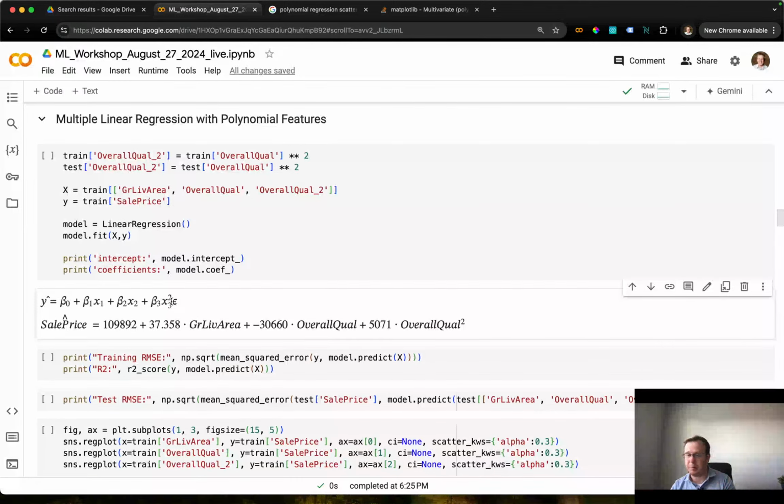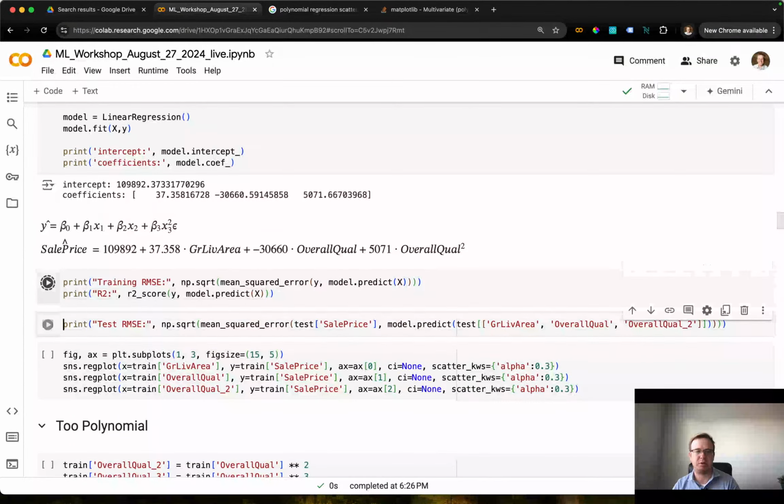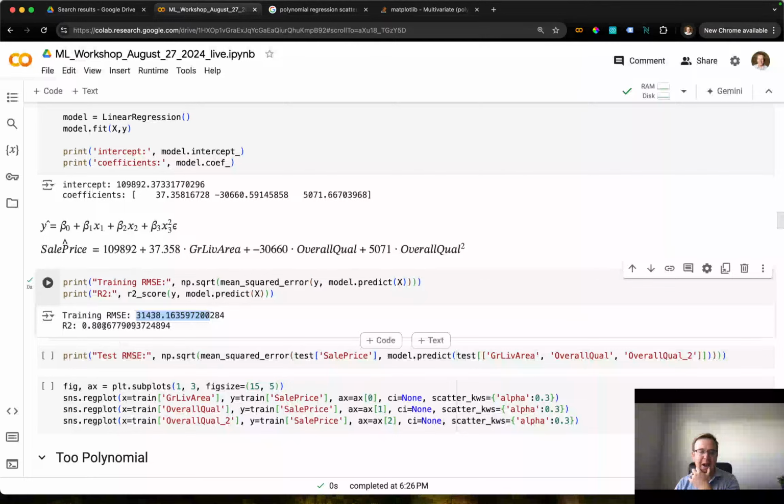This x input gets squared before it gets multiplied by the coefficient. All right, so I've got overall quality plus overall quality squared now. And I've got 3 different coefficients because I've got 3 x variables. And our root mean squared error has indeed gone down, and our goodness of fit measure has gone up.